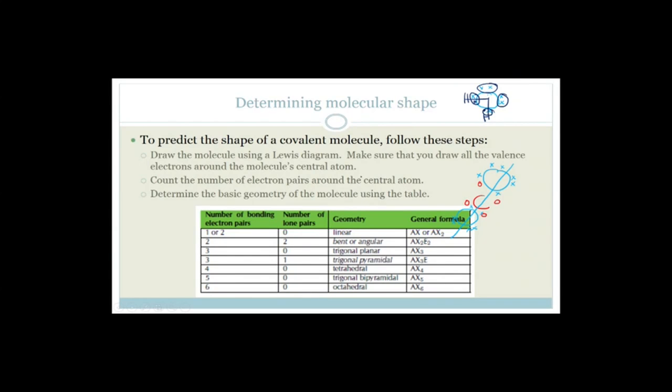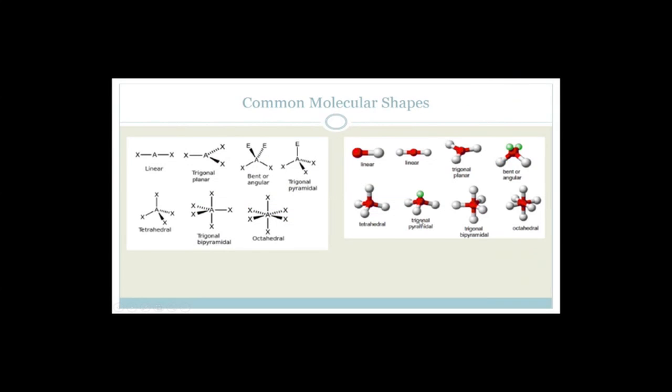Okay, and there's the general formula, AX2E2, etc. So three becomes trigonal planar, etc. You need to learn how to use this table. Unfortunately, this table is not available on your formula sheet, so you have to learn it. But if you do enough examples, it becomes pretty second nature as to how you get the molecule shapes. Okay, so common molecule shapes.